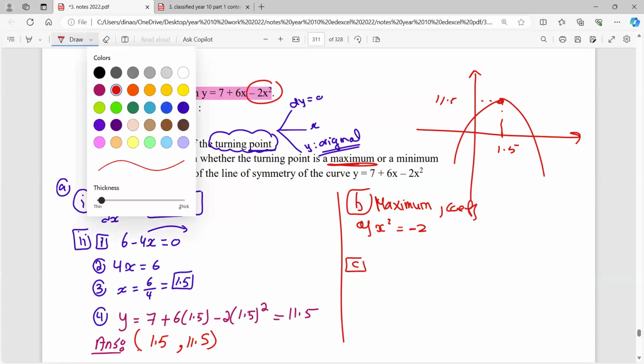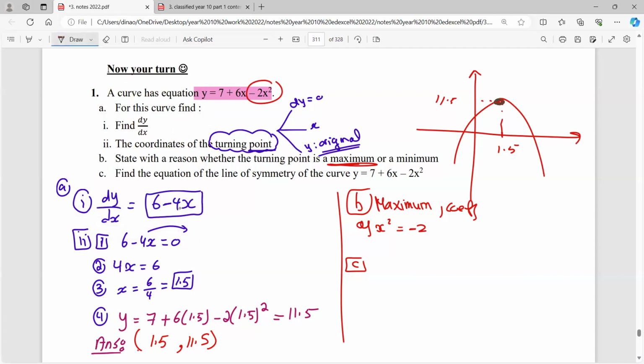Question C says find the equation of the line of symmetry. Now the equation of the line of symmetry always and forever for U shapes is a vertical line that goes down like this. Okay. It's a vertical line, and since it's a vertical line then it is always x equals, and x equals what? x equals this value over here. x equals 1.5. Okay, so this is a question related to turning point.